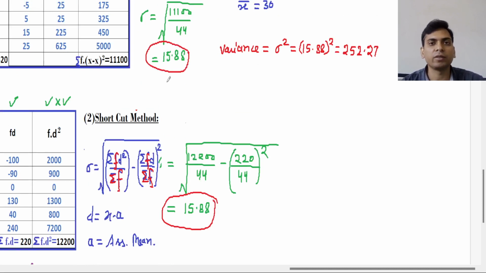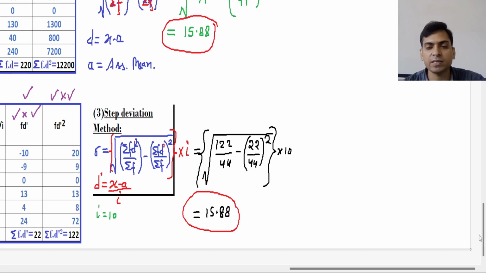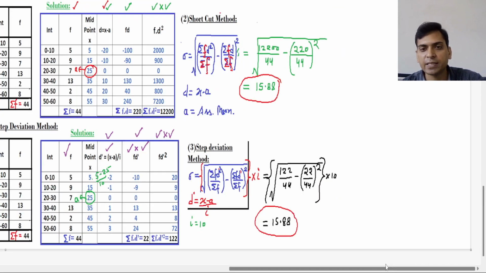And the formula for variance and coefficient of variance, as for standard deviation, is the same as we have discussed in the discrete type.